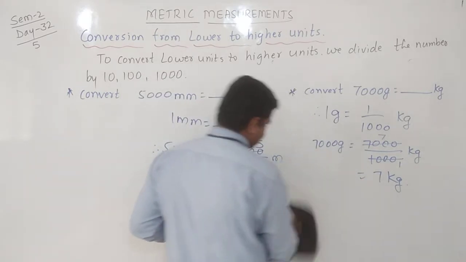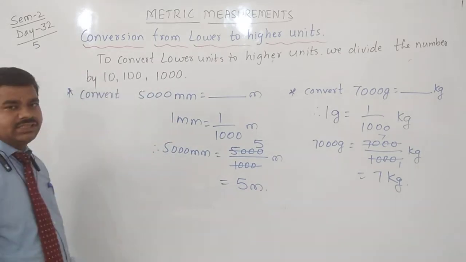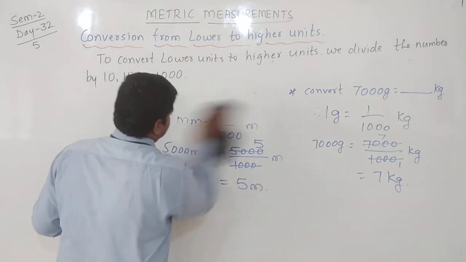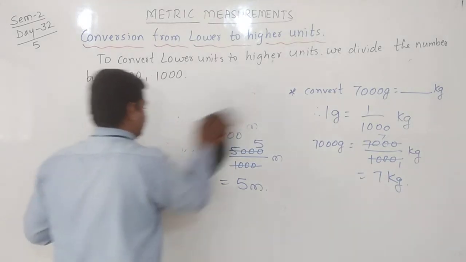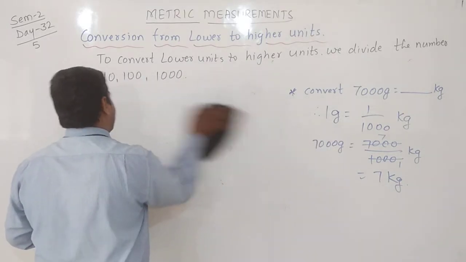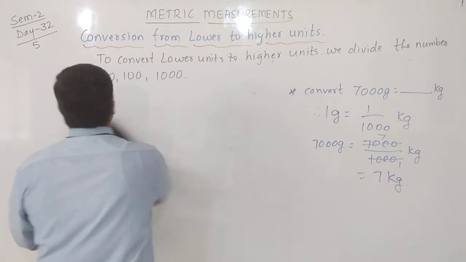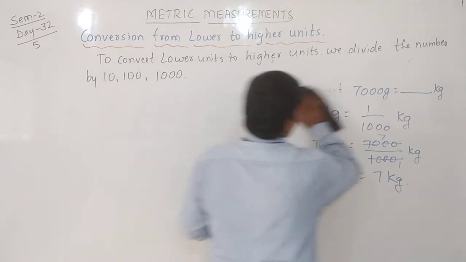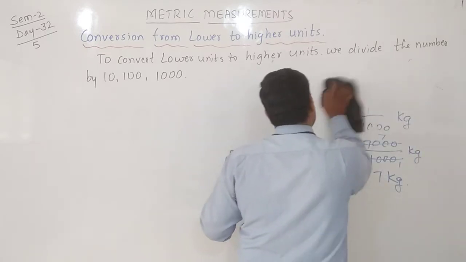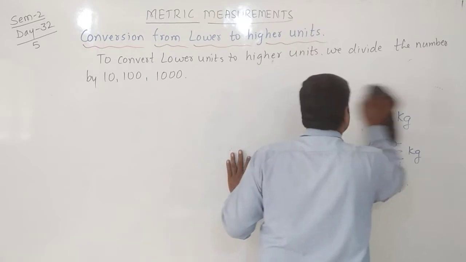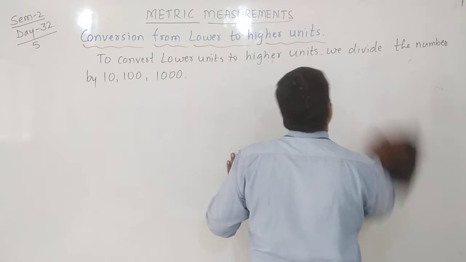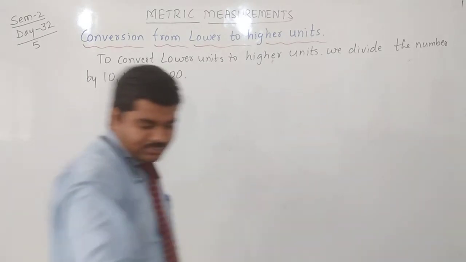Write down these two examples. We will solve the exercise. It's a very simple exercise. Higher to lower, multiply by 10, 100, 1000. Lower to higher, divide by 10, 100. See how many places you are converting. That is very important.